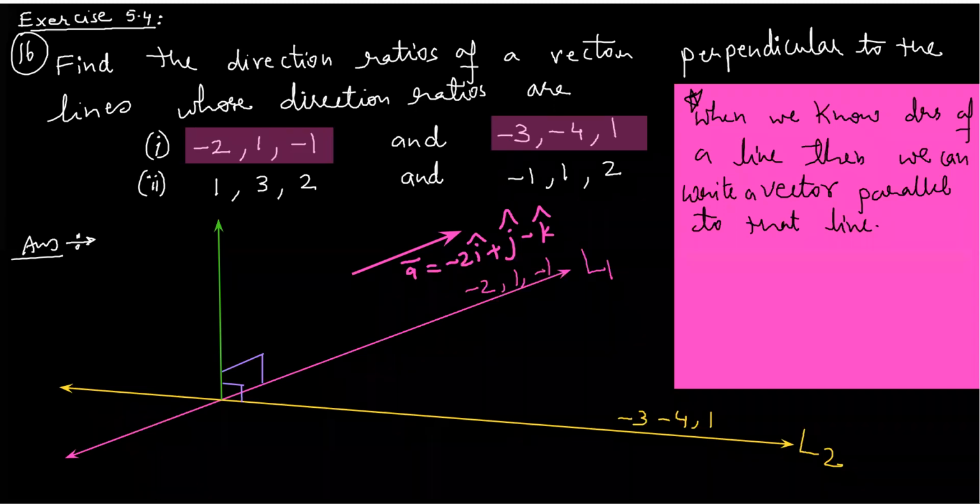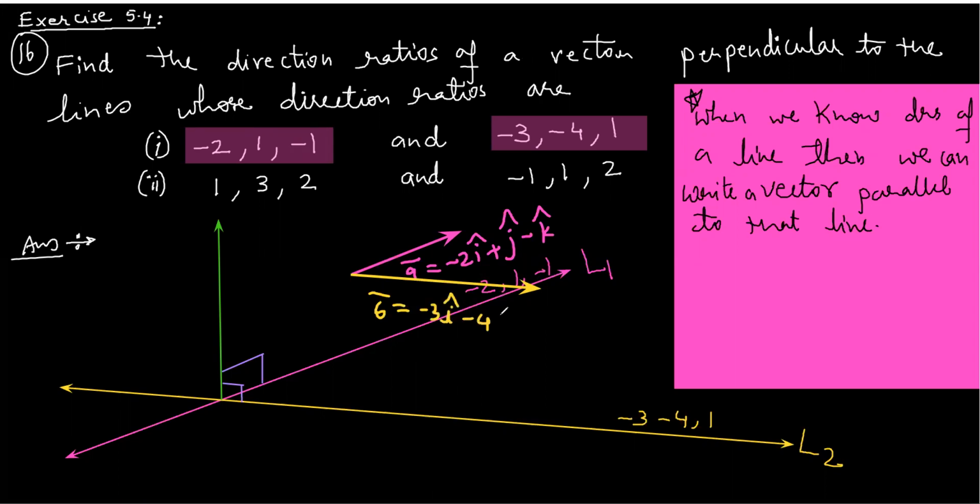Similarly, I can write vector B bar parallel to line L2. So I can write B bar here, and B bar is parallel to L2. So B bar can be written as -3 i cap - 4 j cap + k cap.